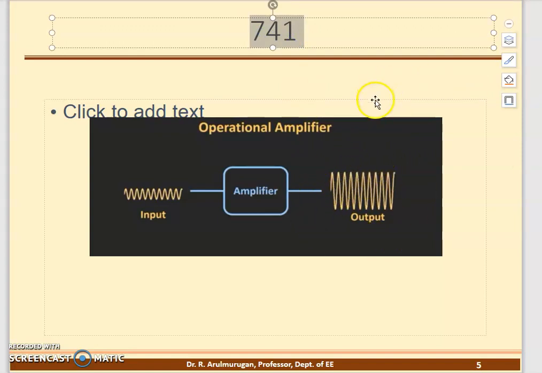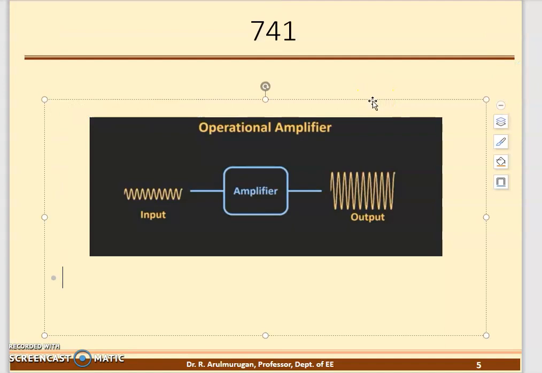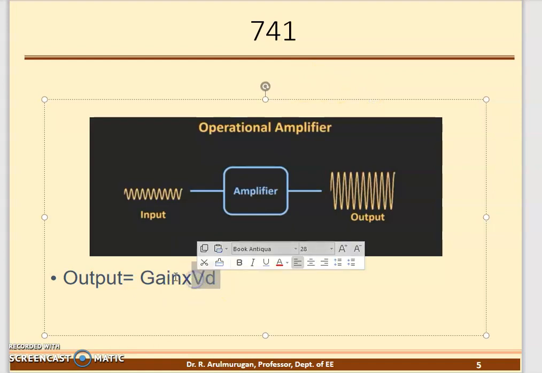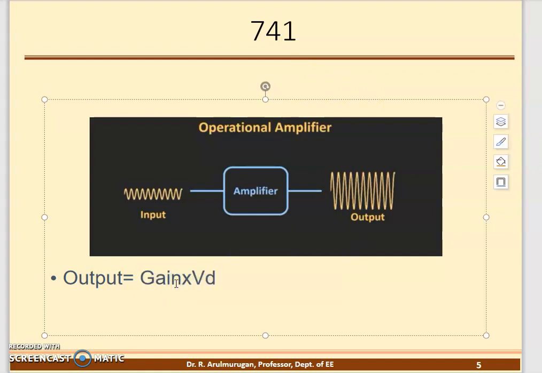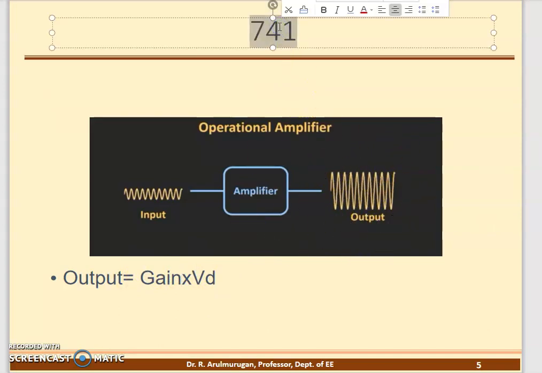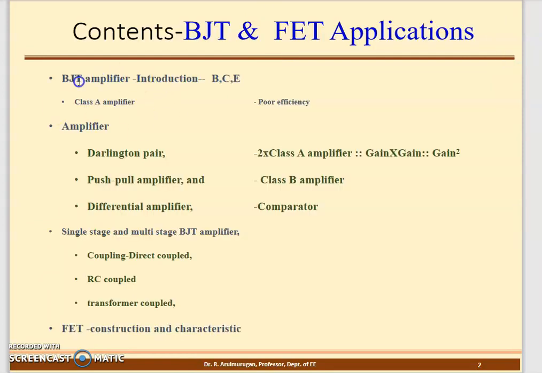How does it amplify? The output of the amplifier is equal to gain multiplied by VD. VD is the difference of the inputs, multiplied by the gain. The gain is 10 to the power 7 to 9. That's why the output is gain times VD. So if you want an amplifier, you can use the 741 IC. Any other possibility? Yes, another one is available, the BJT, which also amplifies the output.